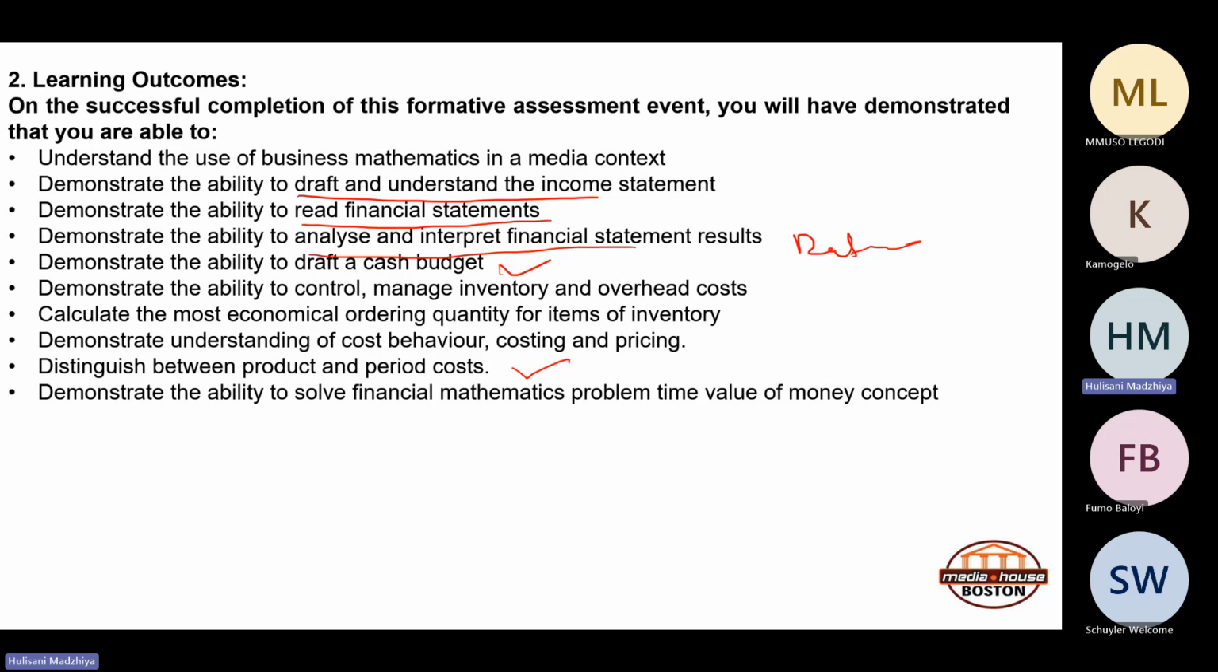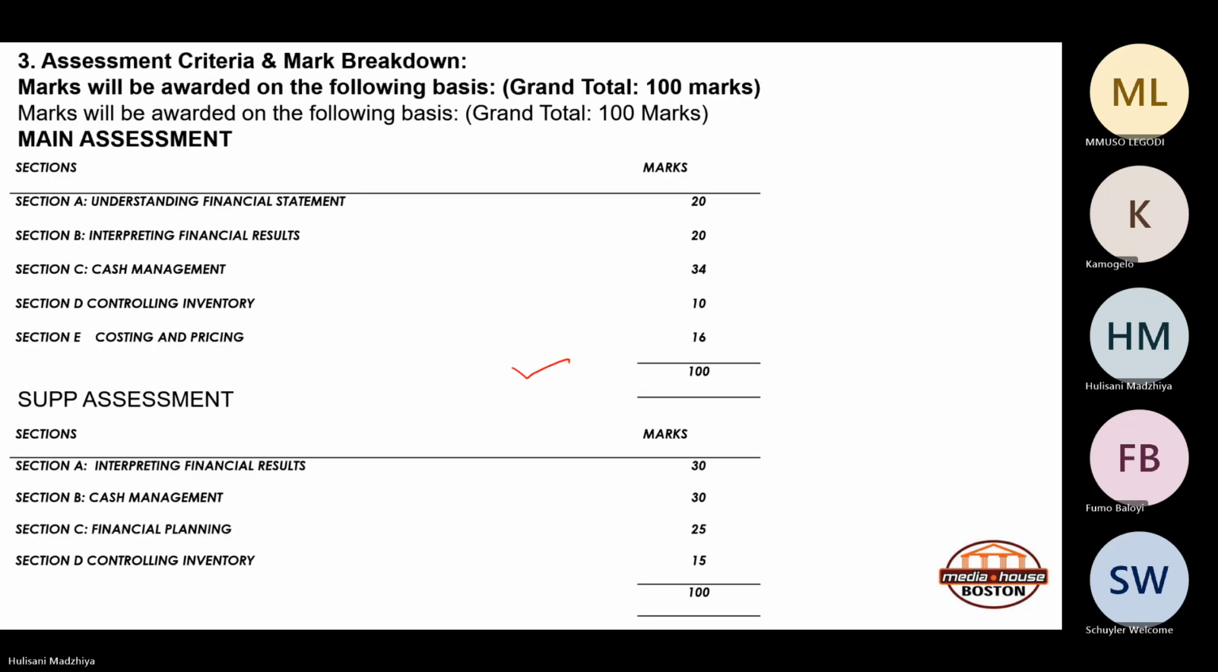Then you will actually have to calculate how much interest that person will have to receive to be able to achieve their goal. So that's what you are going to be assessed on. So these are the learning outcomes of the summative assessment. And then the assessment criteria are as follows.